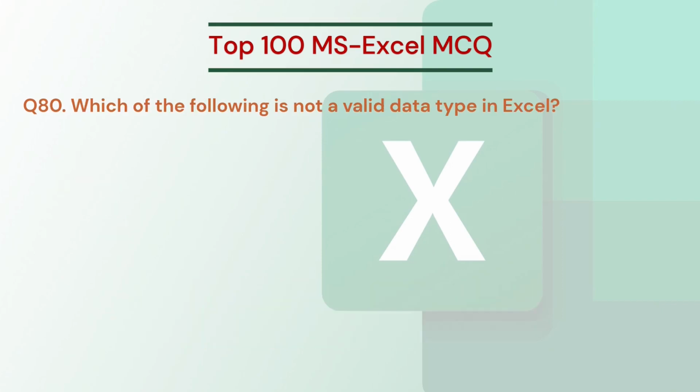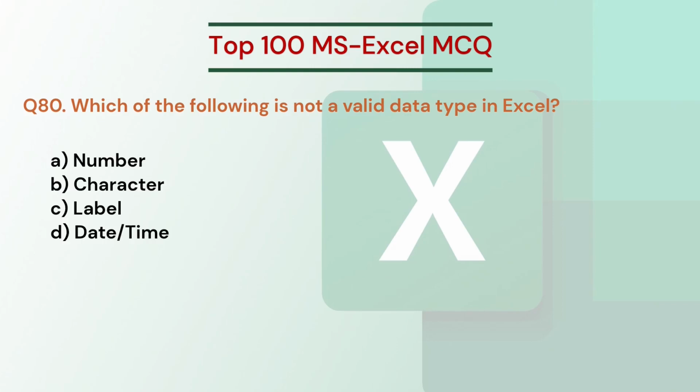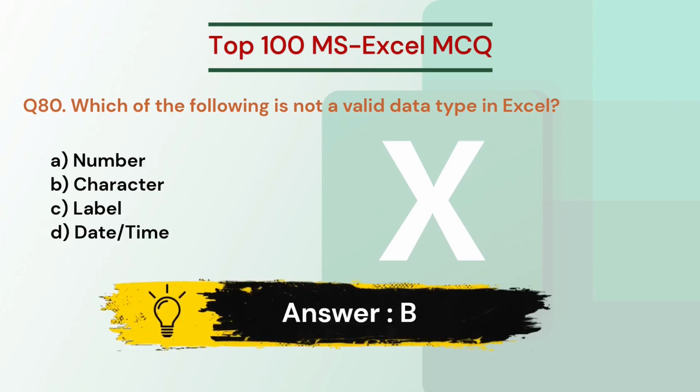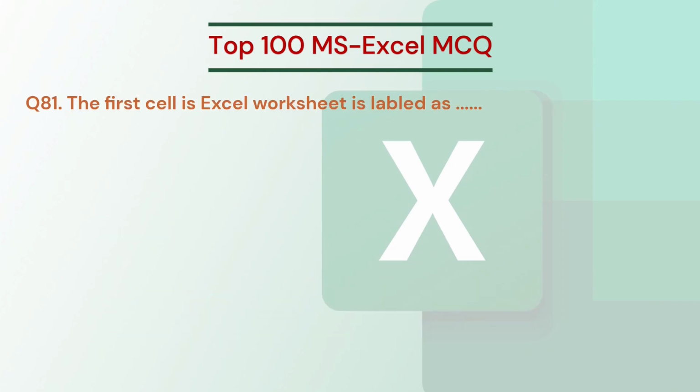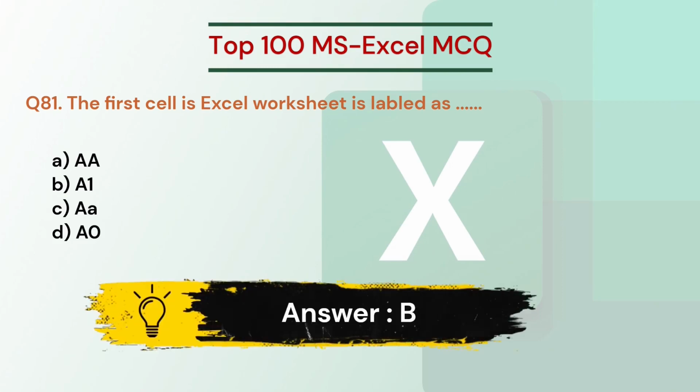Left. Which of the following is not a valid data type in Excel? A. Number. B. Character. C. Label. D. Date. Time. Correct answer is B. Character. The first cell in Excel worksheet is labeled as A. AA, B. A1, C. AA, D. A0. Correct answer is B. A1.